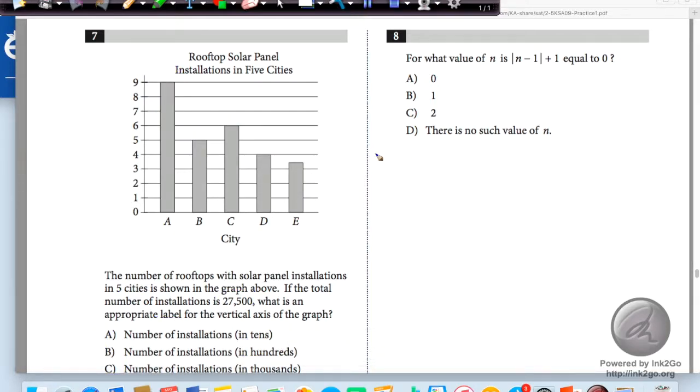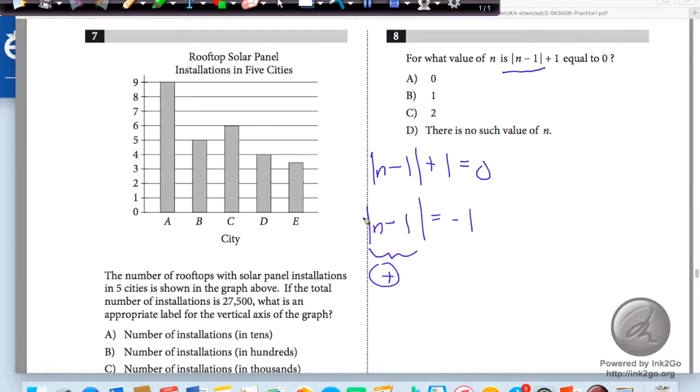Okay, problem 8. For what value of n is the absolute value of n minus 1, plus 1, equal to 0? Now, if you're thinking about this, anything within this absolute value sign actually has to end up being positive. But notice that this plus 1 has to be equal to 0, which means the absolute value has to be n minus 1 equals negative 1. Well, this is going to be difficult, because anything out of here actually has to be a positive value.